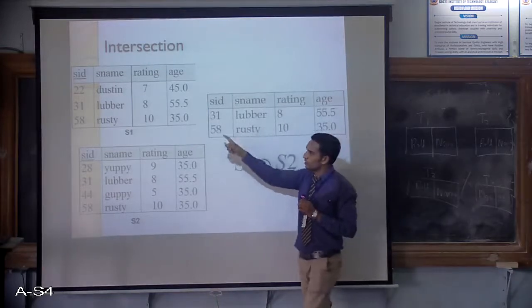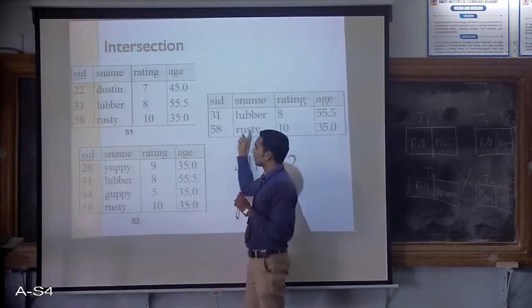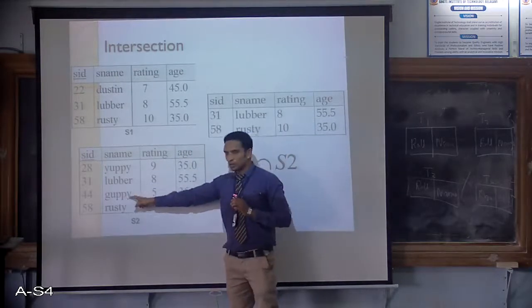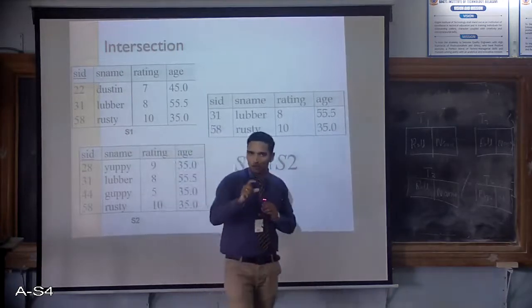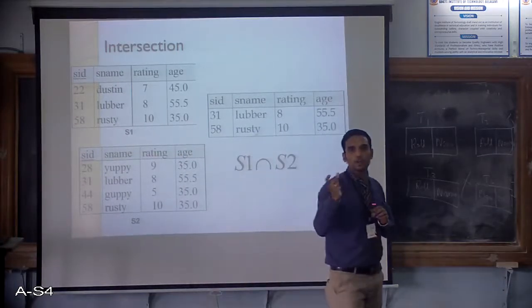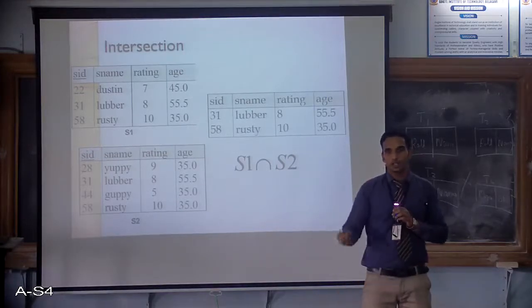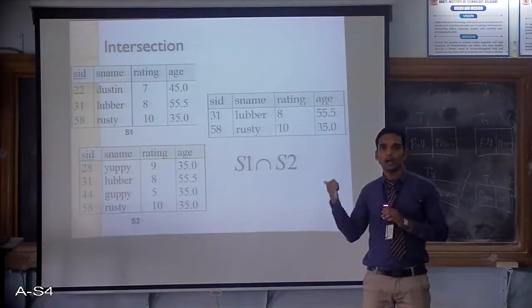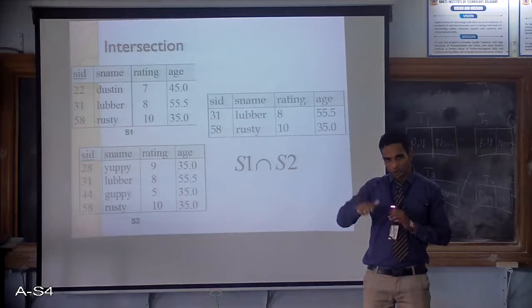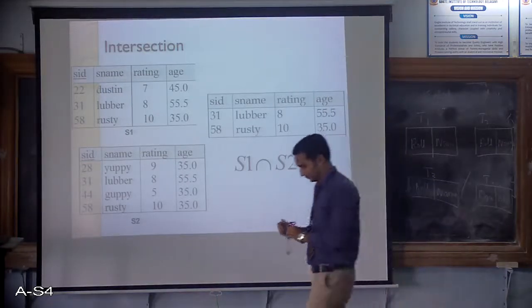Next, 58, Rusty. 58, Rusty is here. So this is in the output list. 44, Guppy, it's not here. So intersection will select only those rows which are common in both the tables. In simple words, I can tell you students, union works with the OR operator, intersection works with the AND operator. You can either use union or the OR operator, you can use intersection or the AND operation, up to you.